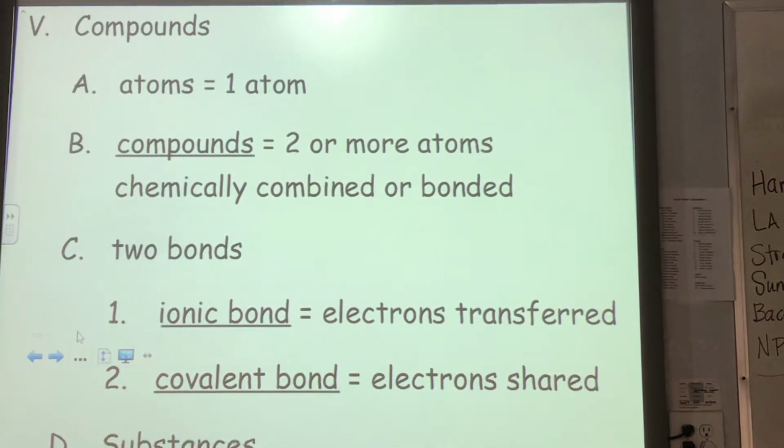Right, so we've talked about atoms. We've talked about ions, which are charged atoms. Now we're going to start sticking some atoms together. When we start putting atoms together, we form something called compounds.